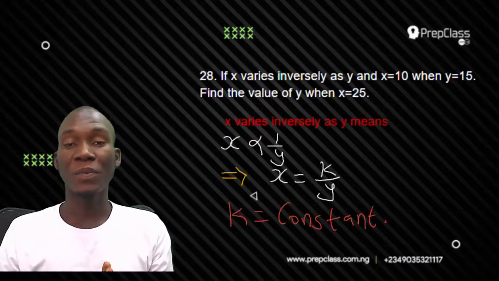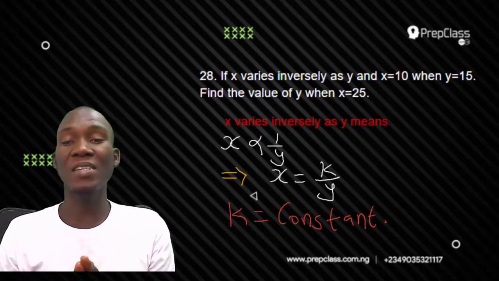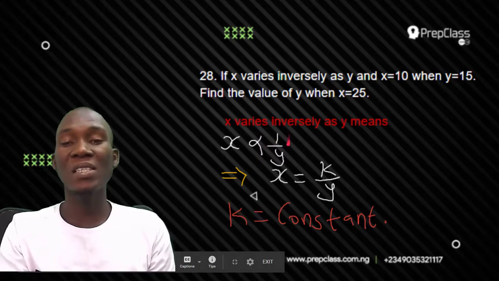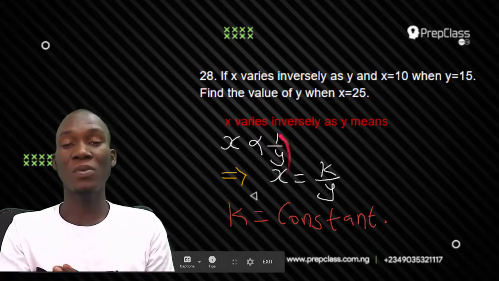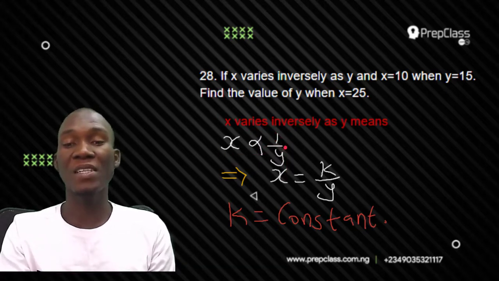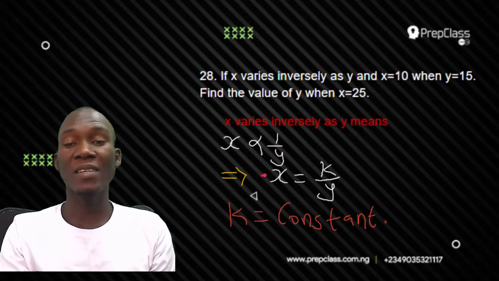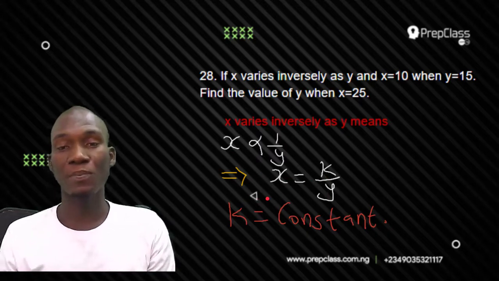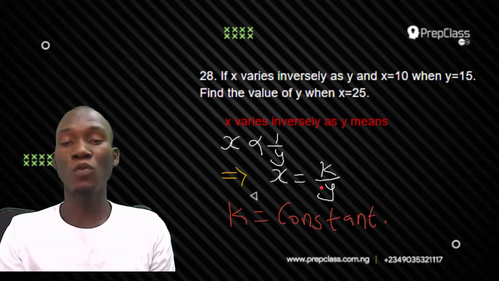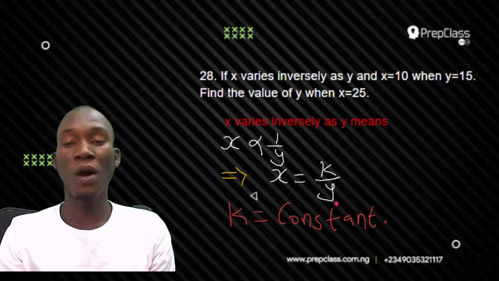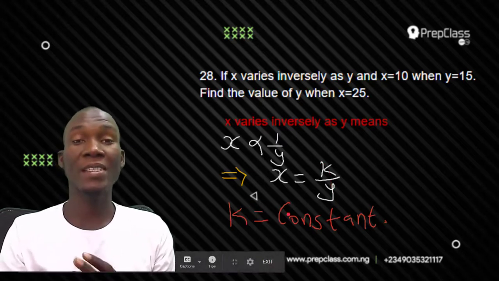So let's solve. Now x varies inversely as y can be expressed as x varies inversely as y. This is the mathematical representation. Varies inversely as y, that is x varies as 1 over y, which can also be expressed as x equals k over y, where k is a constant. We've been able to change the word into a mathematical equation. So we have x equals k over y, and we know that k is a constant.